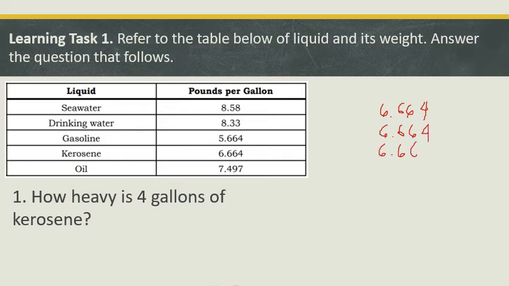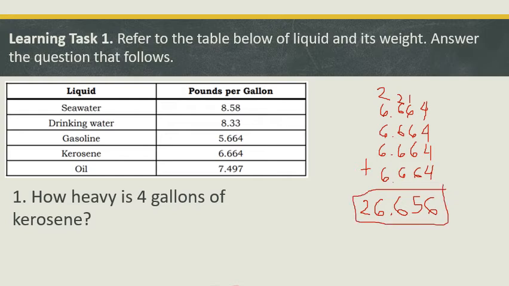So, pwede naman siyang i-multiply. Mas maganda pag-multiply. Pero since wala pa tayong topic na multiplication of decimals, i-try natin yung pag-add. So, same lang din naman yung magiging answer. So, add natin. So, 4 plus 4 plus 4 plus 4 is 16. Then, 6 plus 6 plus 6 plus 6 is 24 plus 1 is 25. Then, 6 plus 6 plus 6 plus 6 is 24 plus 2 is 26. So, carry 2. Then, 6 plus 6 plus 6 plus 6 is 24 plus 2 is 26. So, tapat natin yung decimal point. So, ito siya. So, ang answer natin is 26 and 656 pounds. So, ito po ay pounds.